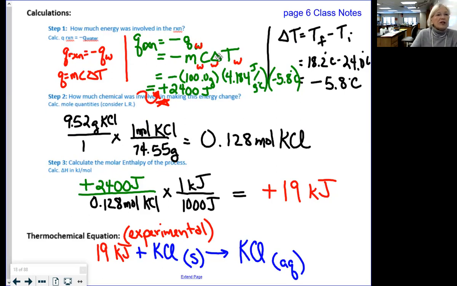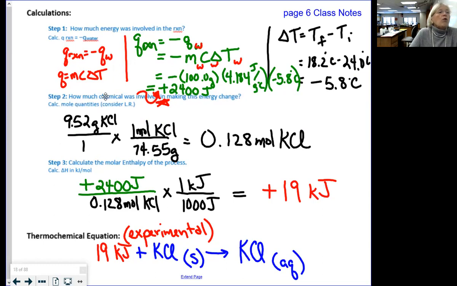Substitute in MC delta T. Put in the data that we collected, including this side calculation of your delta T. You end up with a positive amount of energy that this dissolving process of KCl required. So that's a little bit of energy that was required because you only dissolved a little bit of KCl.